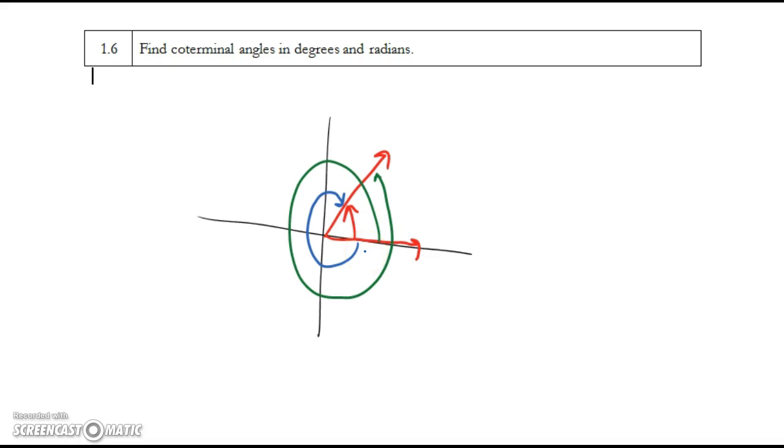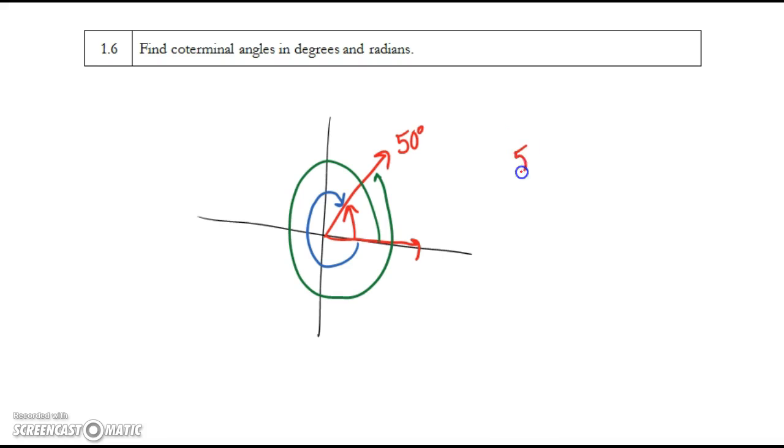Let's put an actual angle measurement on this angle. So suppose this angle was 50 degrees. Now we can find coterminal angles by adding and subtracting full rotations, because if you add a rotation, you're basically at the same place you started from. If you subtracted a rotation, again, you're in the same place that you started from.